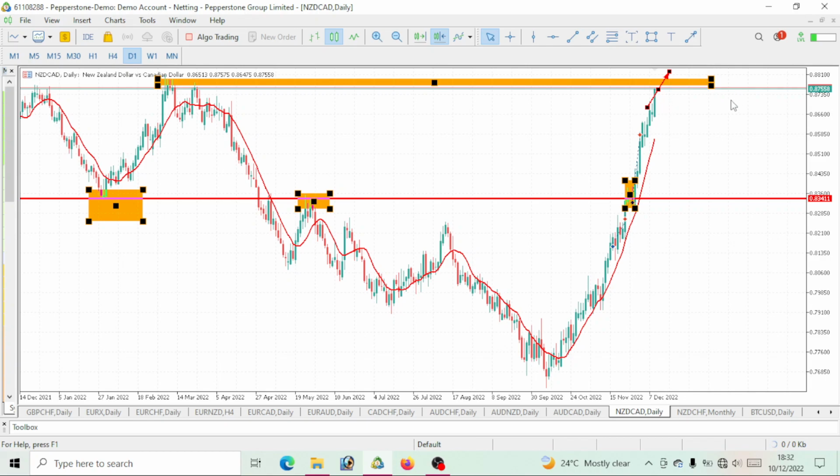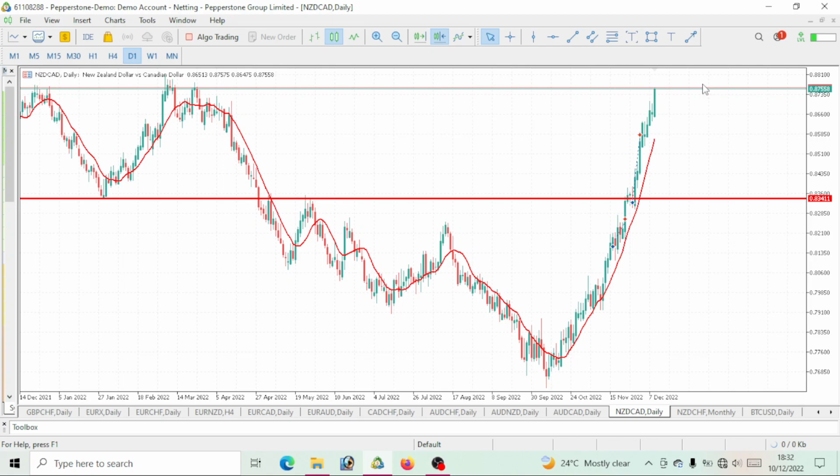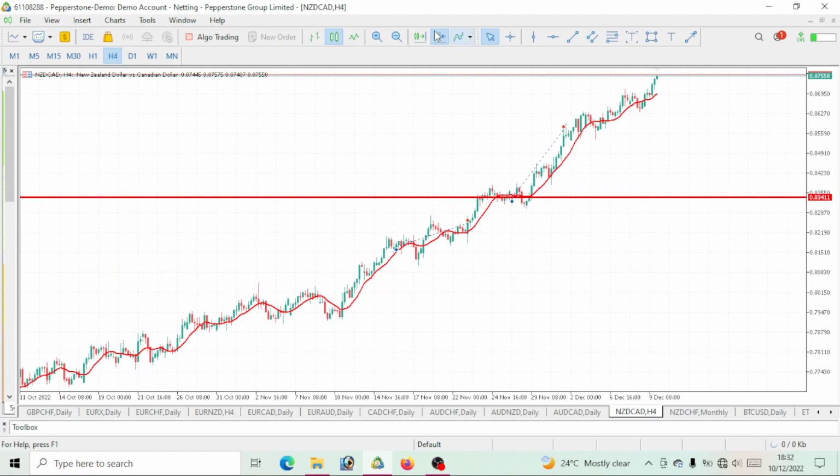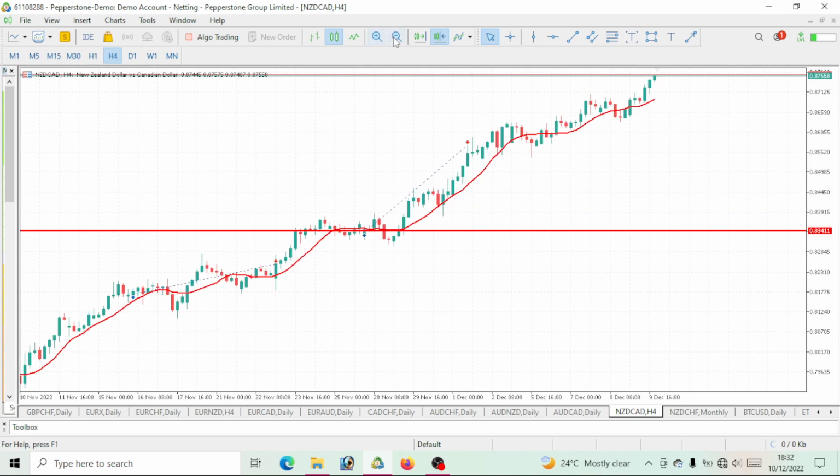So if you want to wait for a pullback before you enter to go long on this New Zealand CAD, then we need to sit on the 4-hour time frame. Now this is the 4-hour time frame. So before you actually go long, when you want to enter this trade and a pullback has occurred, you have to watch out for that pullback on the 4-hour time frame.